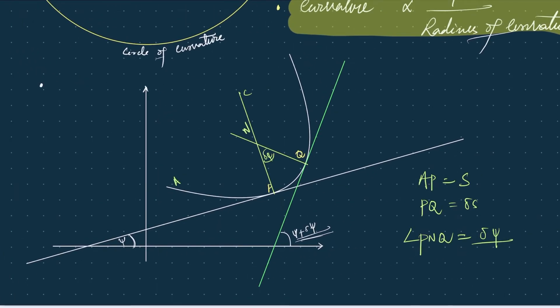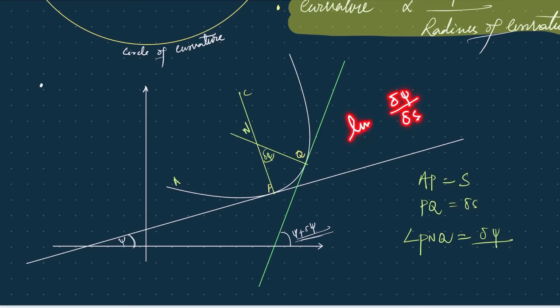Now we are going to derive. Now this AP is of length S, and this PQ is of length del S. It means the distance between P and Q is del of S, which is very, very small, very negligible. And we consider the small change of this angle and the small change of distance. So we are writing del psi divided by del of S.